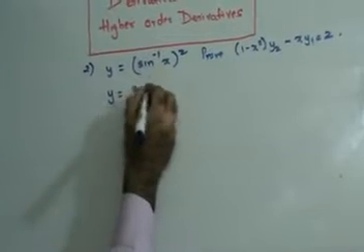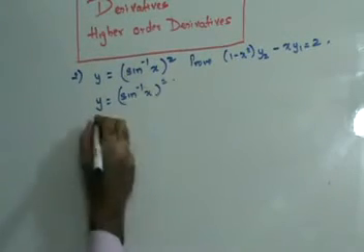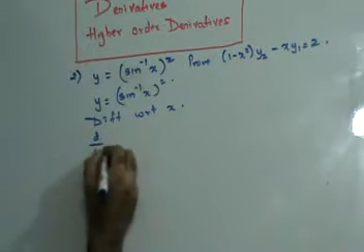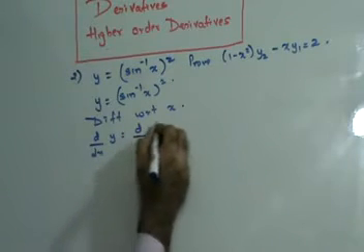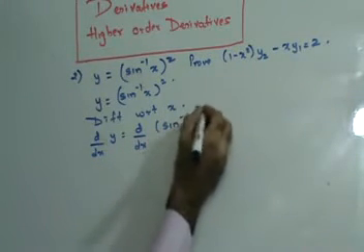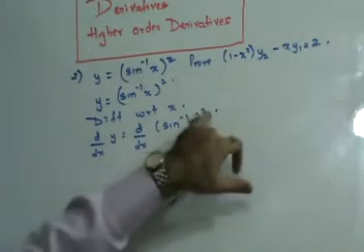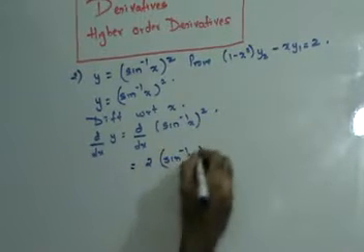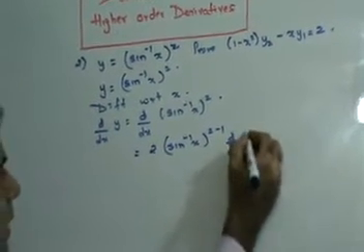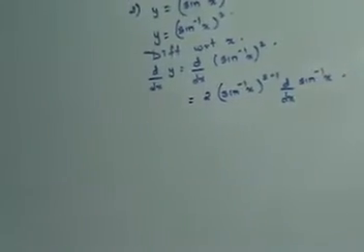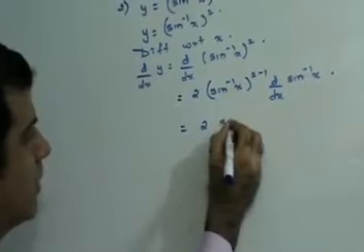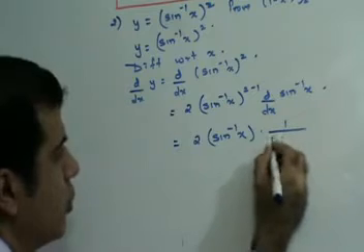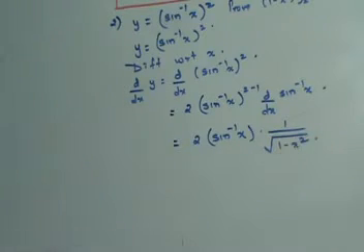y is equal to (sin⁻¹x)². Differentiate with respect to x. So you will get d/dx of y is d/dx of (sin⁻¹x)². You will use the formula for uⁿ, which is n uⁿ⁻¹ d/dx of u. Now this can be written as 2 sin⁻¹x times d/dx of sin⁻¹x, which is 1 upon the square root of 1 minus x².